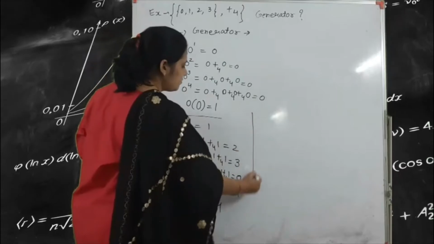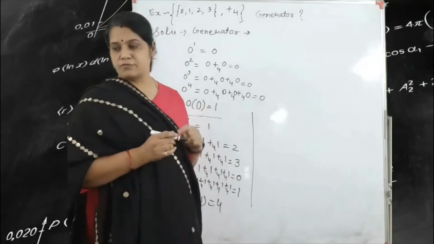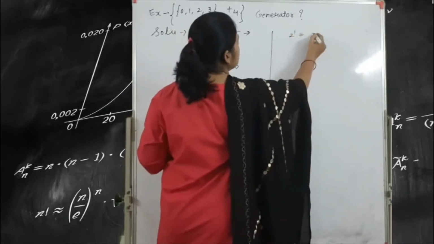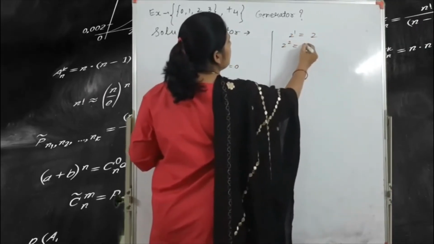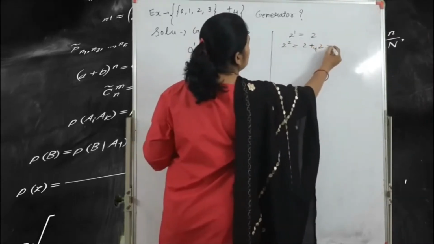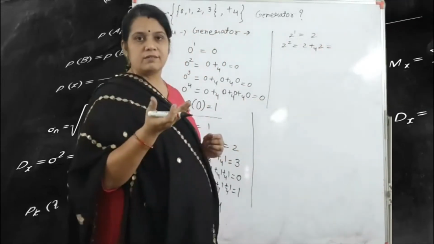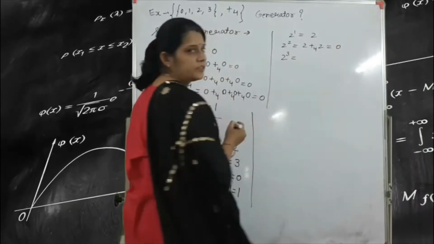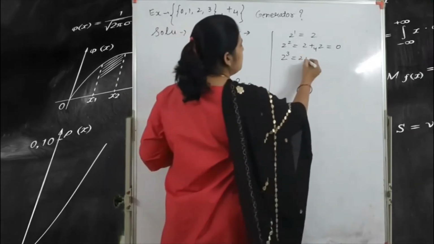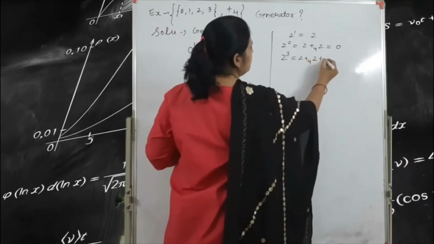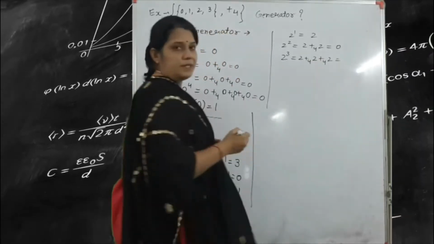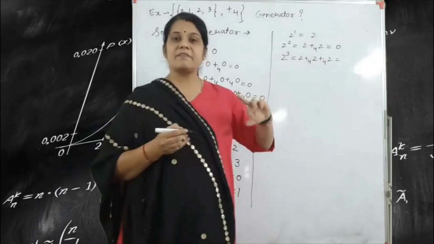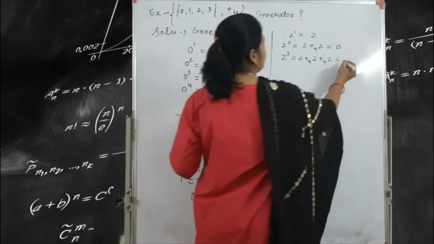Okay, next we find the order of 2. We write 2 raised to the power 1, that means 2. 2 raised to the power 2 means 2 addition modulo 4 2. So 2 plus 2 is 4, divided by 4, we get 0. For example, 2 raised to the power 3: 2 addition modulo 4 2 addition modulo 4 2. That means 2 plus 2 is 4, plus 2 is 6, divided by 4. So the remainder is 2.